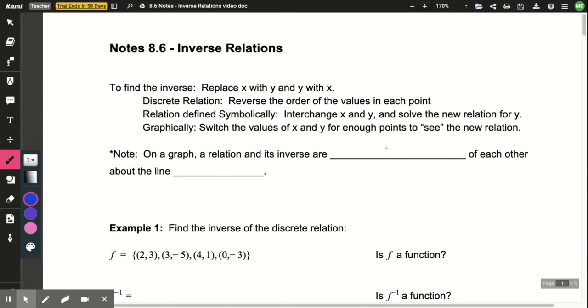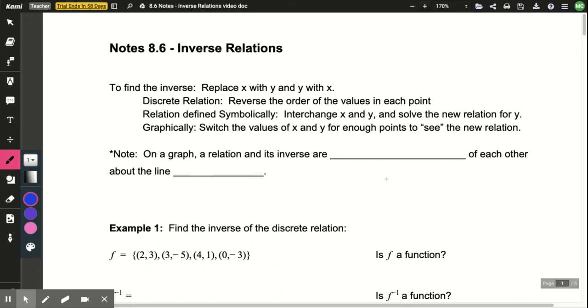We'll be talking about inverse relations now. The first thing we need to discuss, though, is how to find an inverse, which you would do by replacing the y with x and the x with y. If you have a discrete relation, you're just reversing the order of the values in each point in that discrete relation. If you've got a relation that's defined symbolically, with an equation, then you just interchange the x and the y, and then you solve the new relation for y.